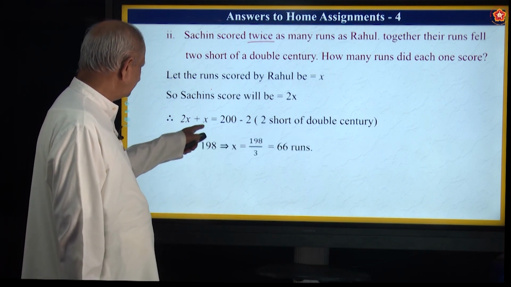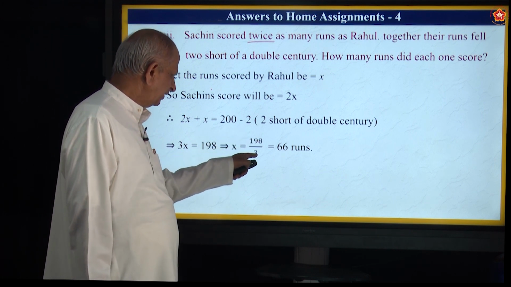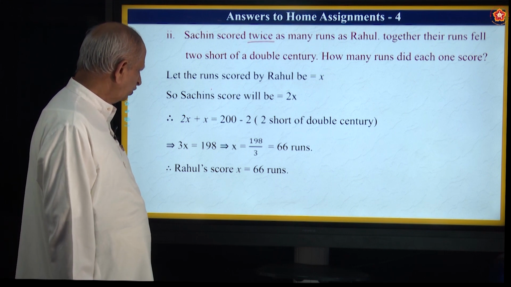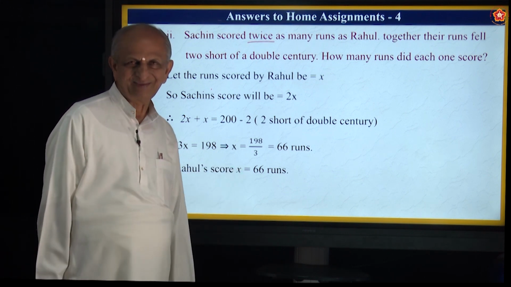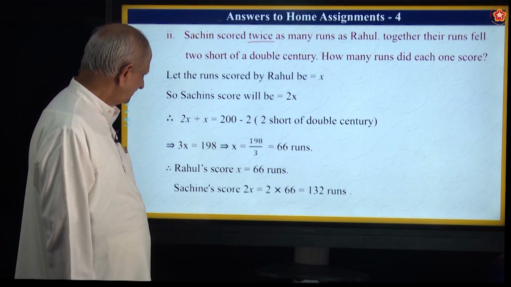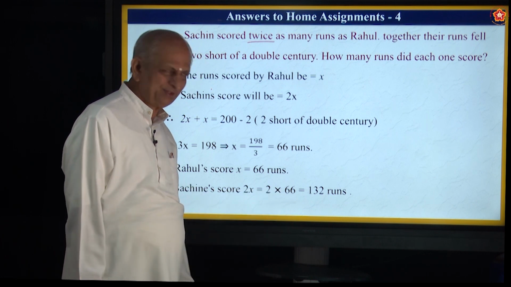So 2x plus x becomes 3x is equal to 198. x becomes 198 by 3, that is 66. So Rahul's score is 66. Now what is the score of Sachin? Sachin's score is 2x. 2 into 66, that is 132.